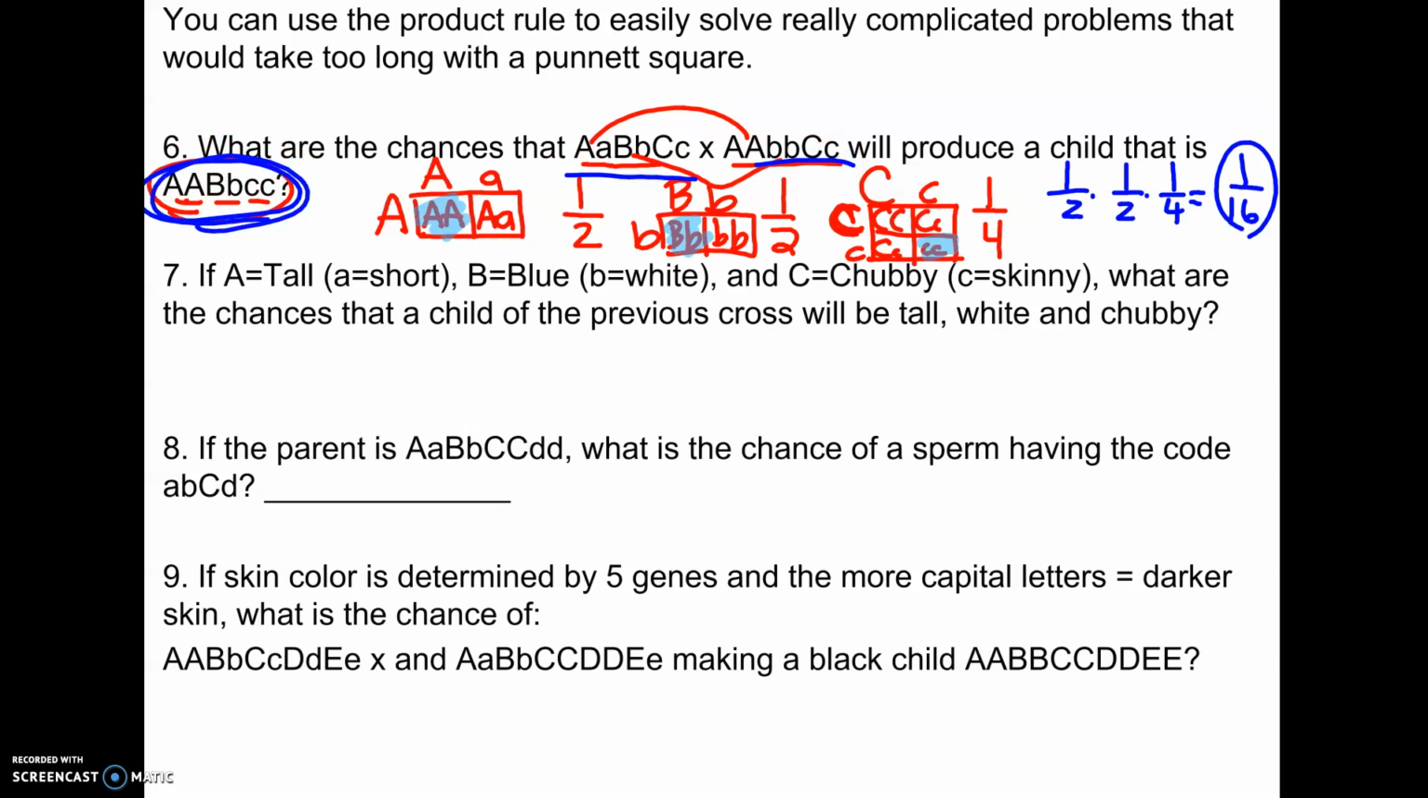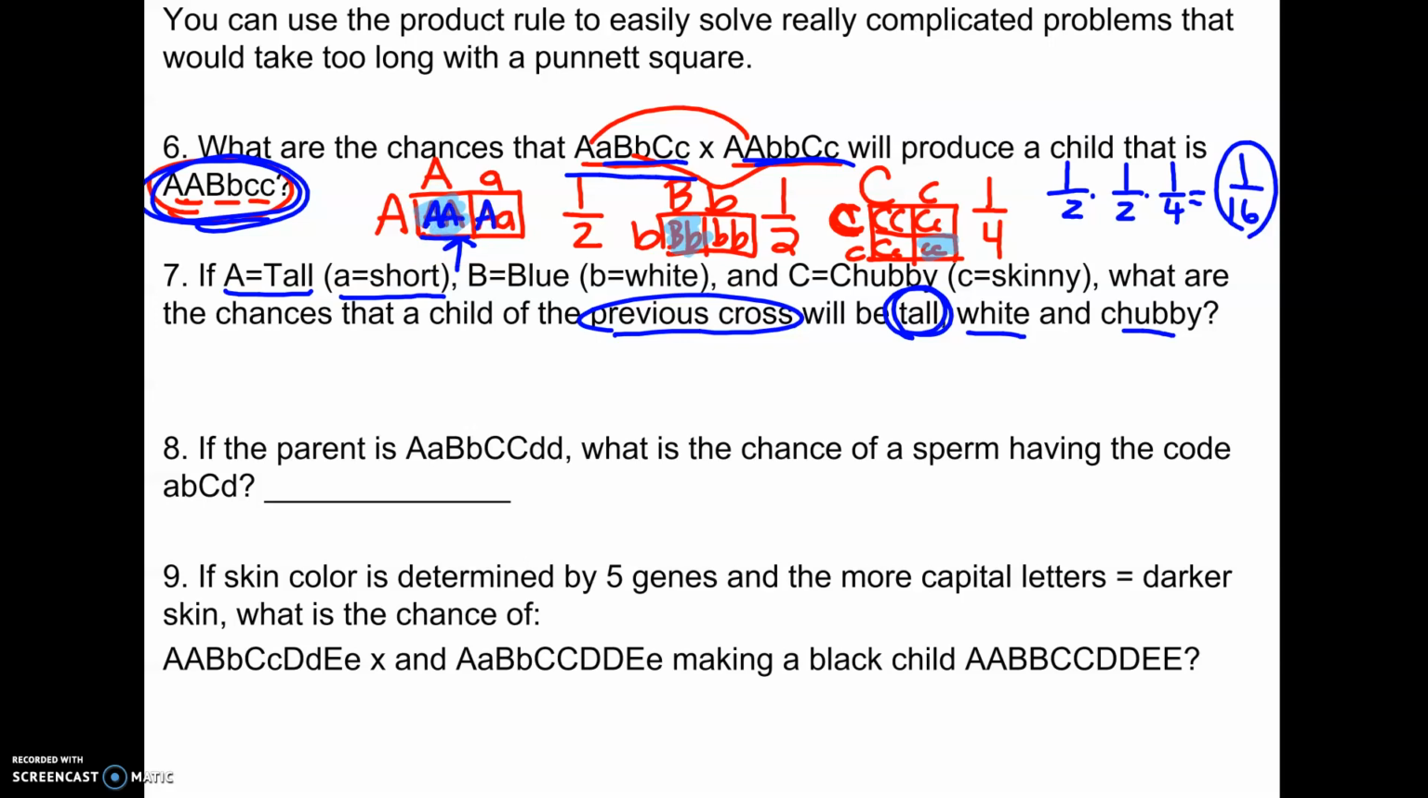For number 7, they want you to use the same previous cross, so the same two parents, but now they want to know the chances of tall, white, and chubby. So tall, big A is tall, little a is short. So going back, our chances of tall from our cross in number 6 would be all of them, right? They all have at least one big A, so they would all be tall.